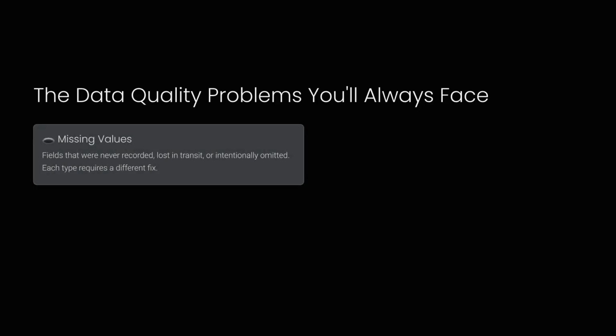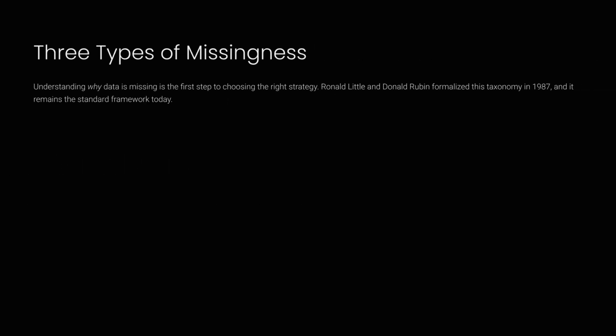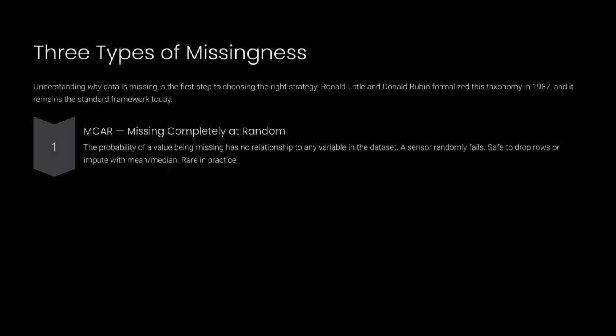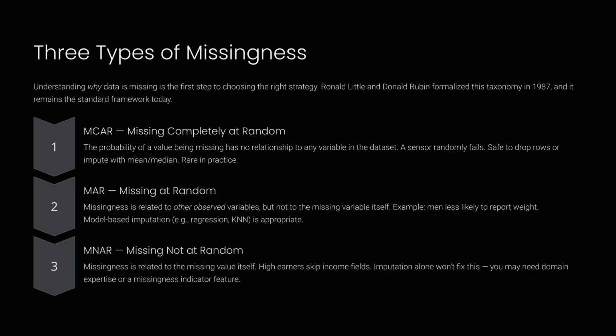The core data quality problems you'll always encounter are missing values, duplicates, outliers, and encoding issues. Each of these requires a specific approach to resolve. Chapter 1 focuses on missing values. Not all missing data is created equal, and the reason for the missingness dictates how you should handle it. There are 3 types of missingness: MCAR, or missing completely at random, MAR, missing at random, and MNAR, missing not at random. Identifying the type is the first step to choosing the right strategy.